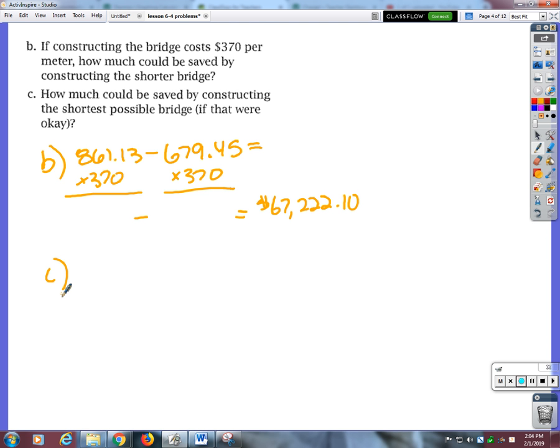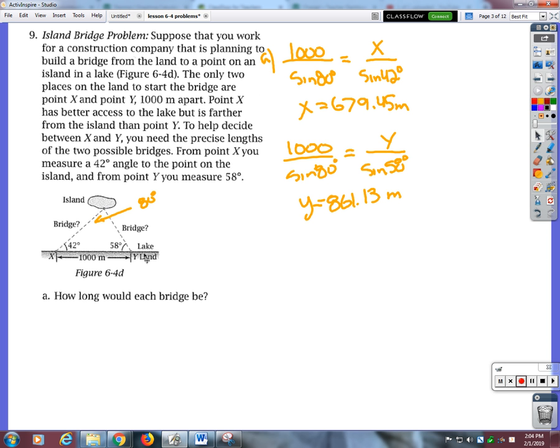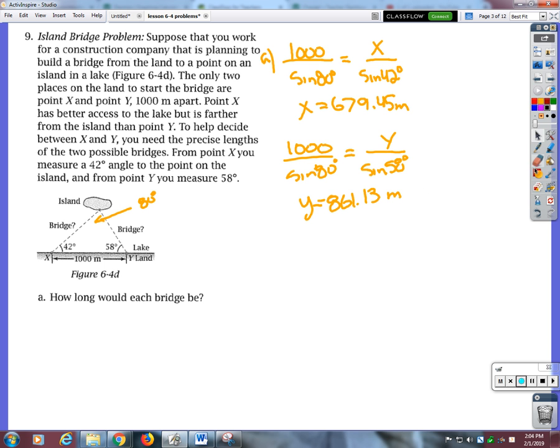All right. How much could be saved by constructing the shortest possible bridge? So what they mean by that is if we go back to this diagram, what if we just build a bridge straight from there to there. That would be the shortest possible bridge. So what we have to do is our old friend, right triangle trigonometry. So I'm going to use SOHCAHTOA. I know this angle right here. What is the side that I'm looking for relative to that 58-degree angle?